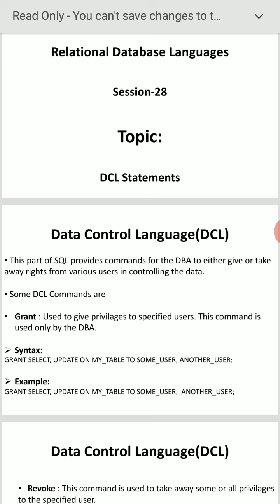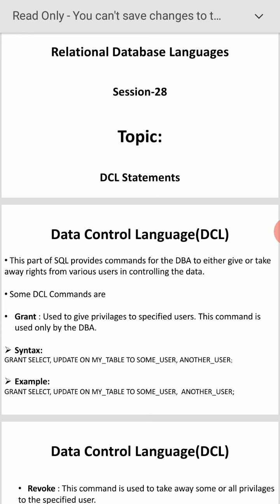See, DCL, actually data control language. There are so many commands, but the main important ones are grant and revoke. Grant and revoke: give the permission, take the permission. Here permission is very important. In any software company, they will appoint a person called DBA. He will not do any other work, he will just maintain the database of the company. In DCL, there are mainly two commands, grant and revoke.